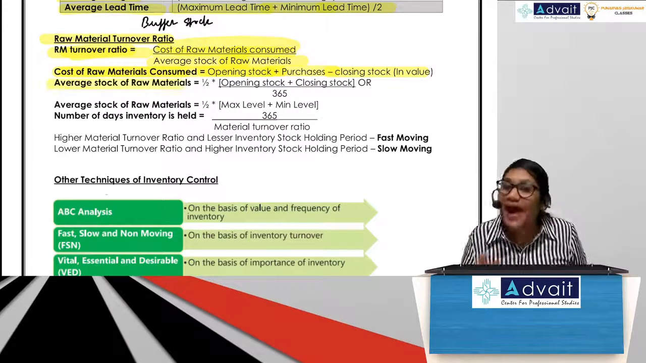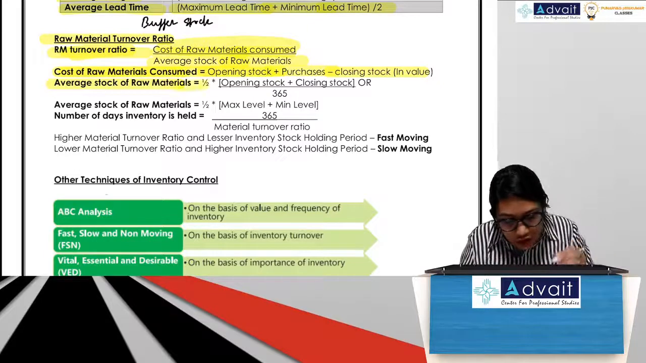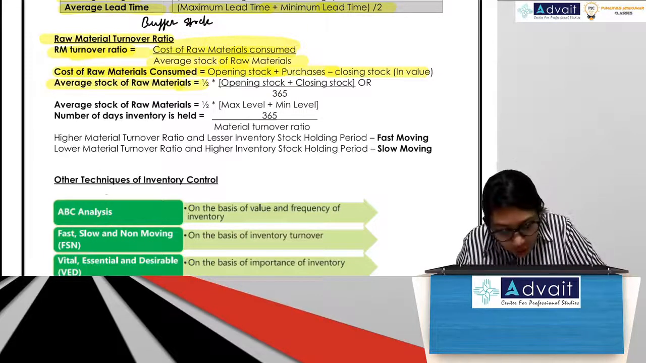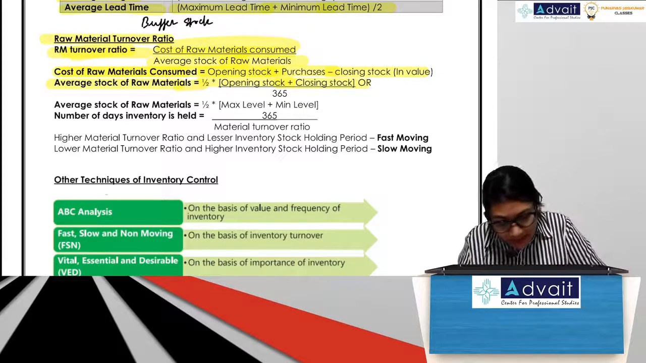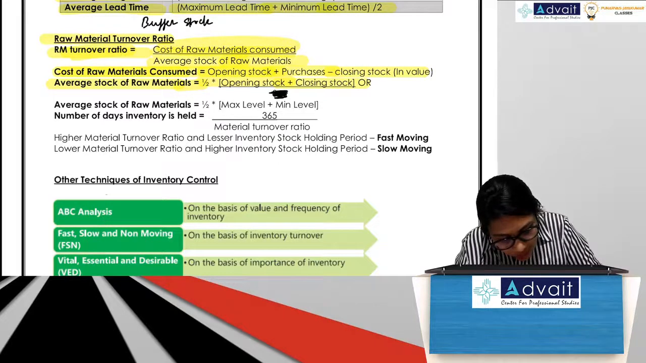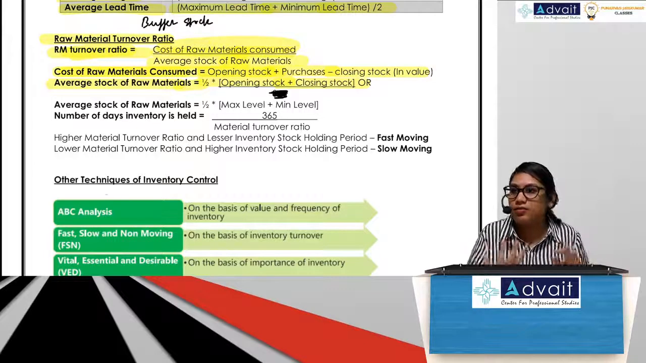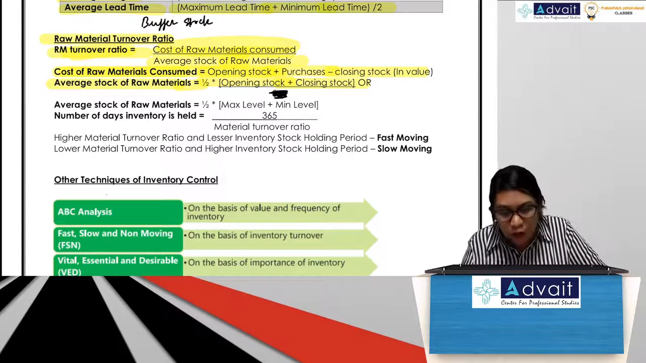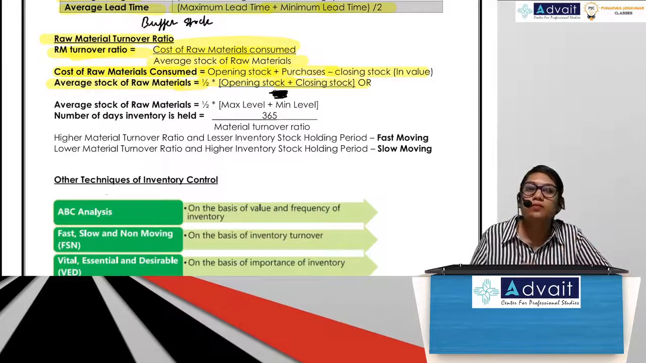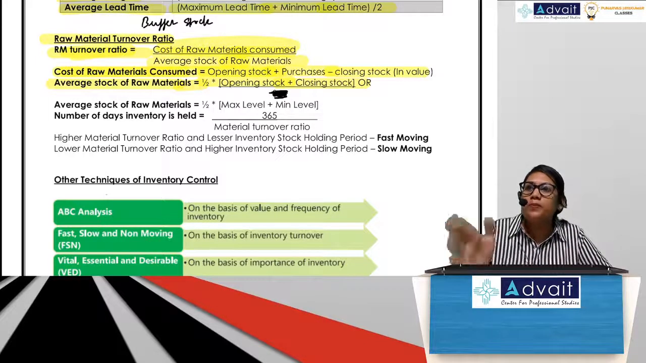How do you calculate average stock of raw materials? Average stock of raw materials is half of opening stock plus closing stock. Please remove this 365. I don't know why it has come here. 365 is not there. Please remove it. It is half of opening plus closing stock, nothing but opening plus closing by 2.